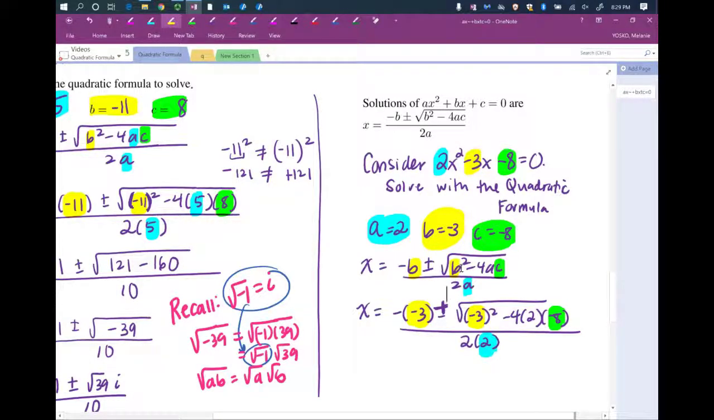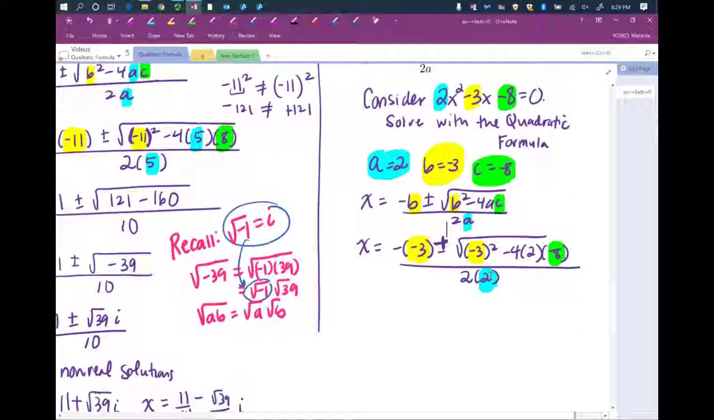Everybody got it? So then we have the negative of negative 3. So x equals positive 3. Plus or minus, well in here we have negative 3 squared. So that's 3 squared and also the negative squared. So we end up with a positive 9. Now we have a 4 times a 2 times an 8 if you just look at the numbers. So 4 times 2 is 8. 8 times 8 is 64.